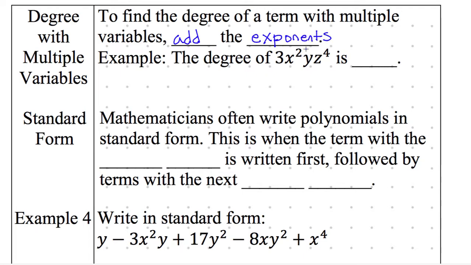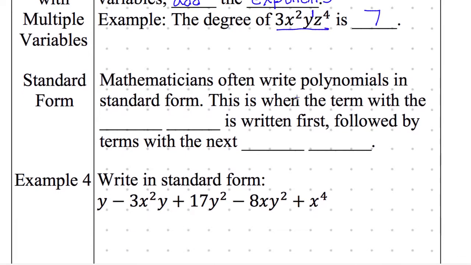For example, this term has 3 different variables, 3 different letters, x, y, and z. X is to the power of 2, y is to the power of an invisible 1, and z is to the power of 4. So to figure out what degree this thing is, I literally just add these top numbers, these powers. 2 plus 1 plus 4. Well, 2 plus 1 is 3, 3 plus 4 is 7. This is a degree 7 term.